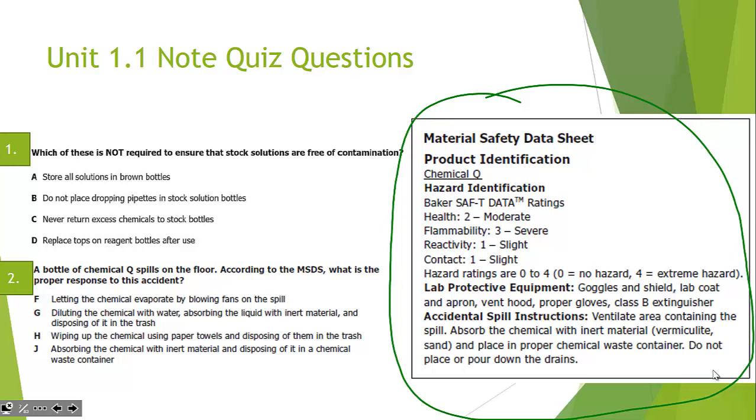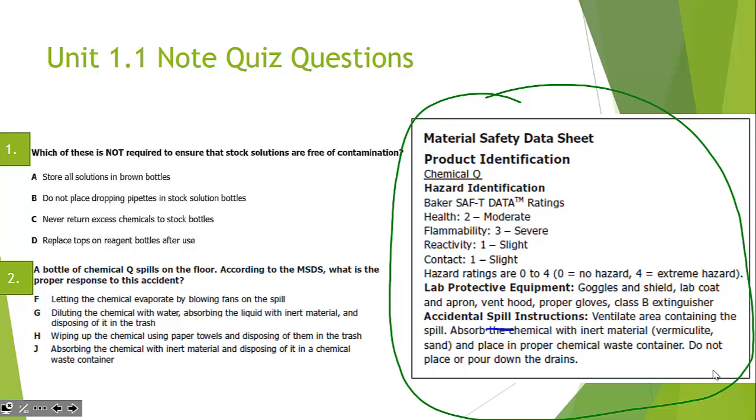On the SOL, as you can see from question number 2, you will be asked to read a material safety data sheet. When reading a material safety data sheet, it's simply a matter of identifying what the question is asking you. In the case of question 2, it's asking you about a spill and looking for spill on the material safety data sheet. So you would read this paragraph here and choose the best answer from the choices.